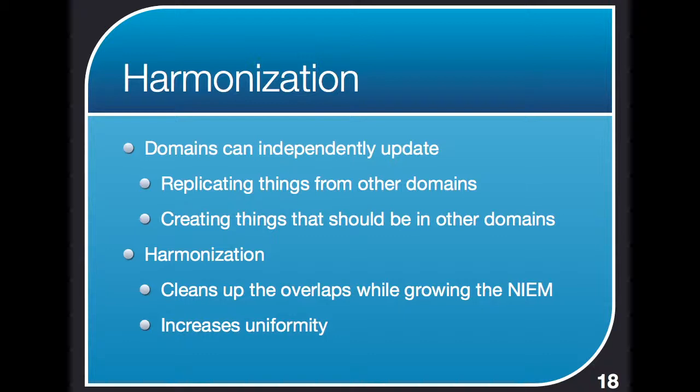So how do we deal with all that? Well, we deal with it via harmonization, where basically we get everybody together and we figure out where the heck things belong. That's the harmonization process. It cleans up overlaps between different domains where you have two domains that replicate the same concept, and it also grows the NIEM because that's how we find out which things are being used, who's using them, and we end up with a much cleaner, more uniform model. So in the end, after harmonization, everything is where it should be, and there isn't any more significant overlap between domains. Everything's all nice and clean and organized.